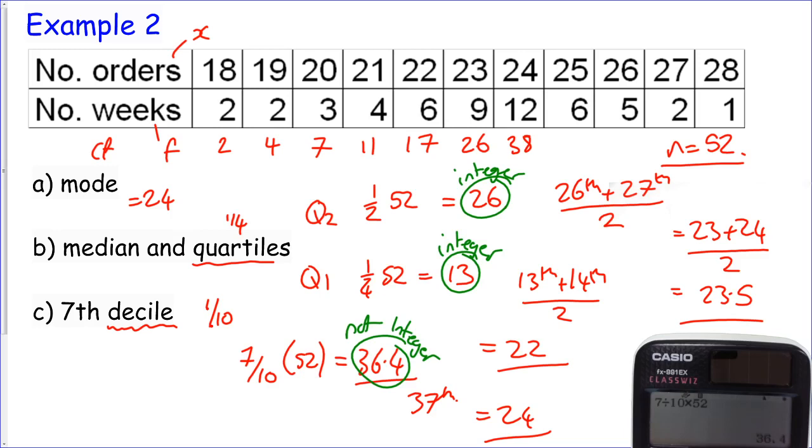So we've worked out what fraction of the way through my data set is by doing this fraction, which came from the 7th decile, so 7 out of 10. Multiply it by 52, we got something that wasn't an integer. The rule for non-integers is you round up. We round up to 37, we pick the 37th thing, it's a 24.